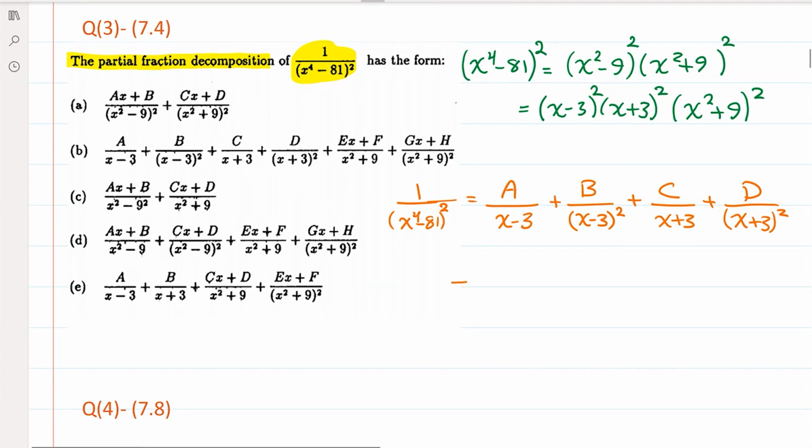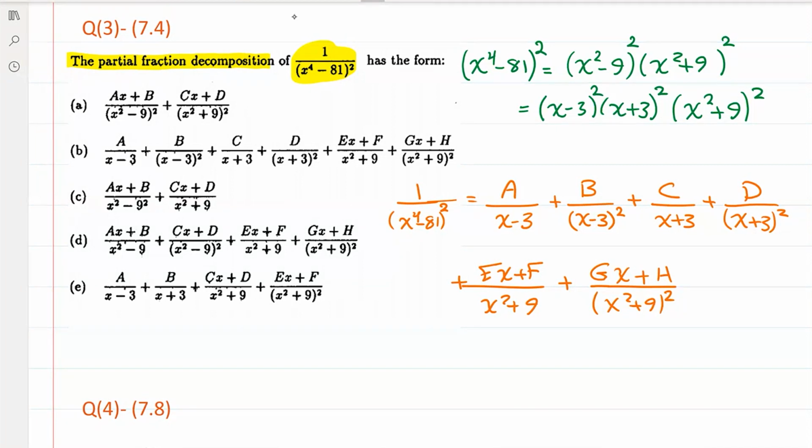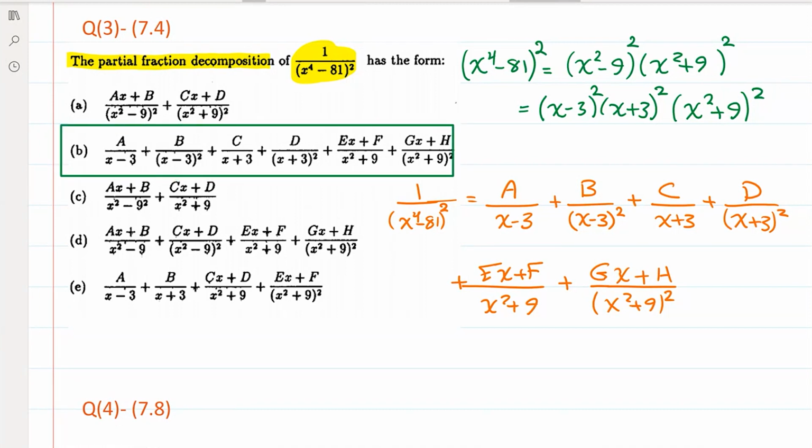Right? What about this part here? What do you think? It is quadratic of order 2. So how will I write the fraction for this one? Ex plus F over x squared plus 9. And you have to write another one because of the multiplicity. So Gx plus H over x squared plus 9. So can I know before factorizing? So it will be B. So your solution is correct. You are right.